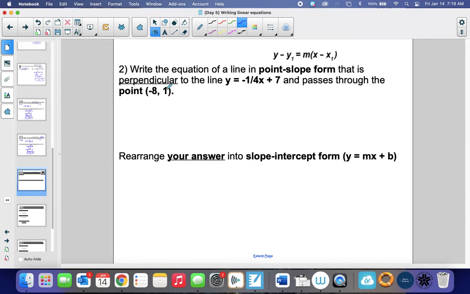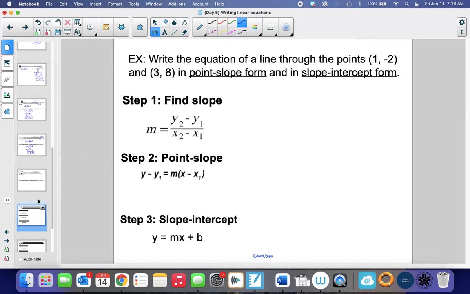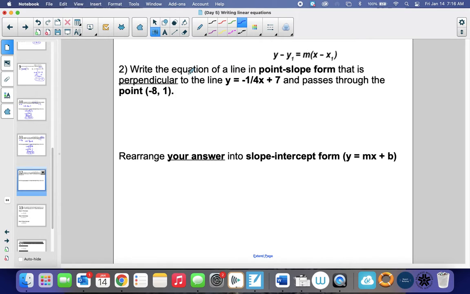All right, last problem, I believe, hopefully. Okay, we are going to leave off the last part. So this one is perpendicular. So my original slope is -1/4, so perpendicular, you would flip it and make it positive. And this is my x1, y1. So we've got y minus 1 equals 4, or 4/1, times x plus 8. So 4/1 and 4 are the same. And then I'm going to rearrange it.